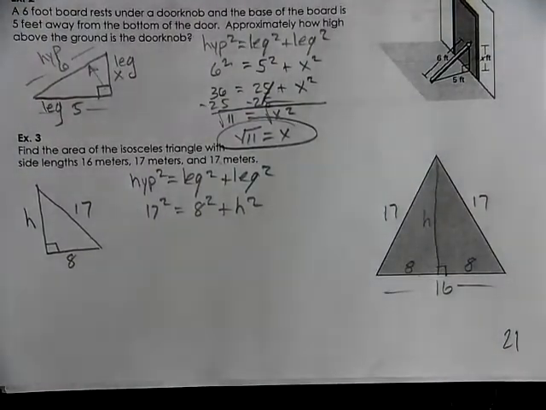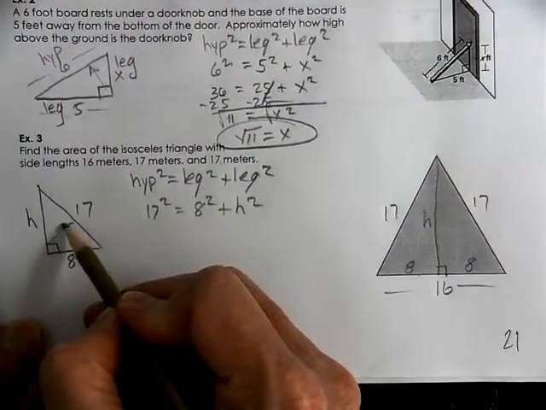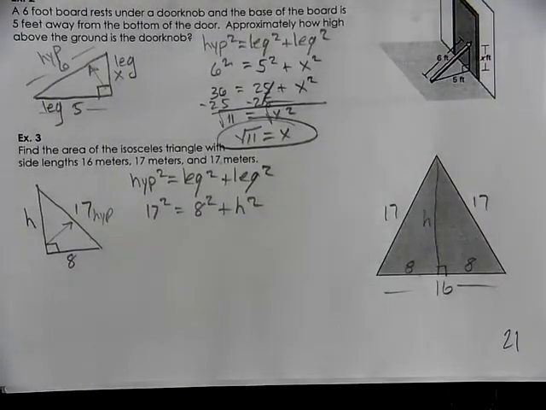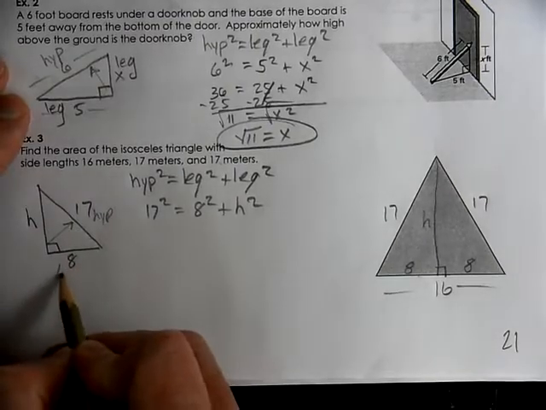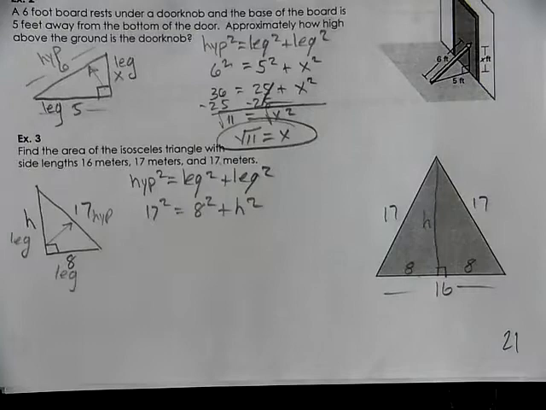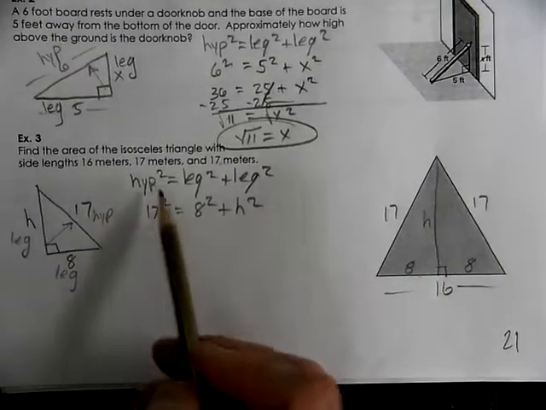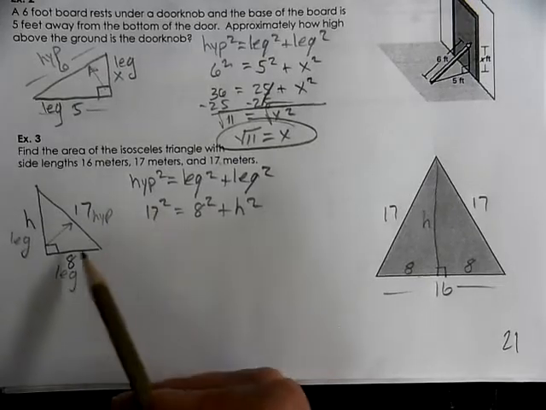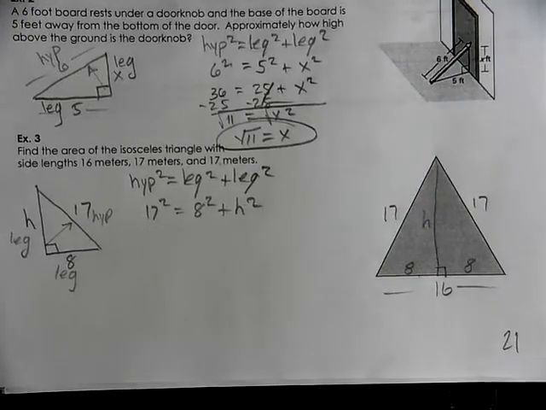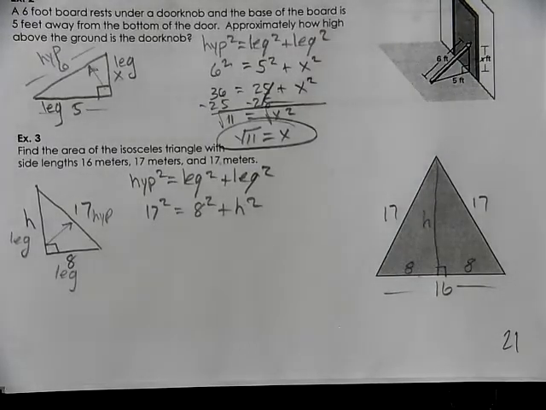So our hypotenuse, remember, is across from the 90-degree angle. That's our hypotenuse. That means the other two sides, the perpendicular sides, those are your legs. So that's why I put the 17 under the hypotenuse and the 8 and the h underneath the legs. So you need to set up your formula correctly to give you a chance to calculate this.